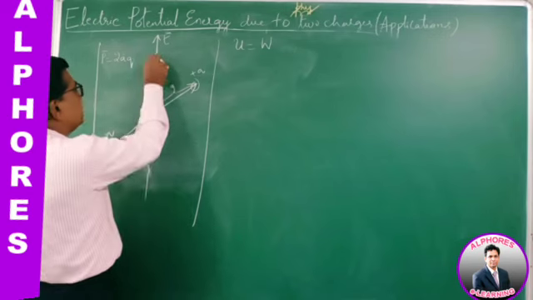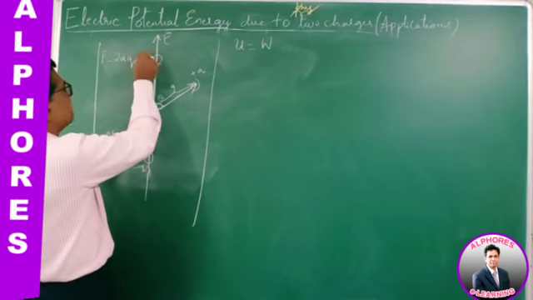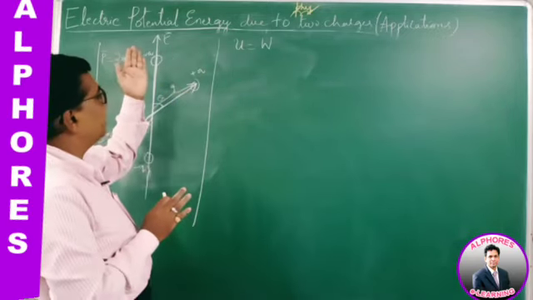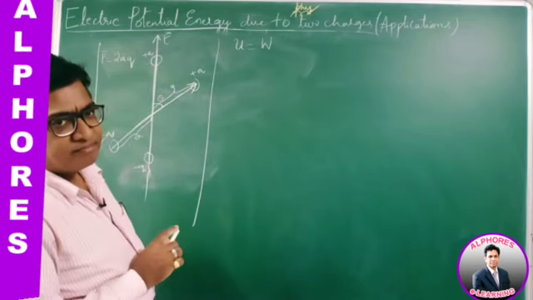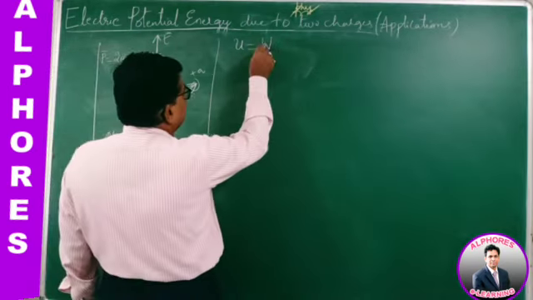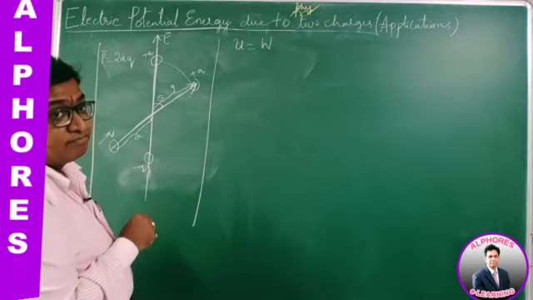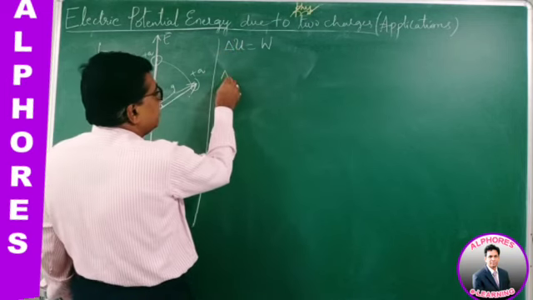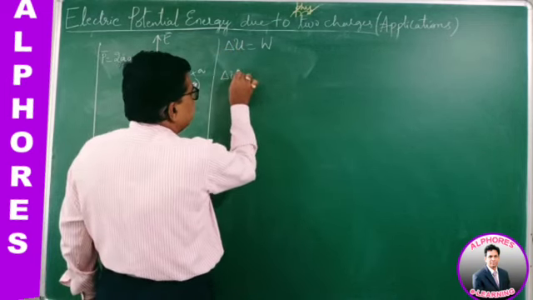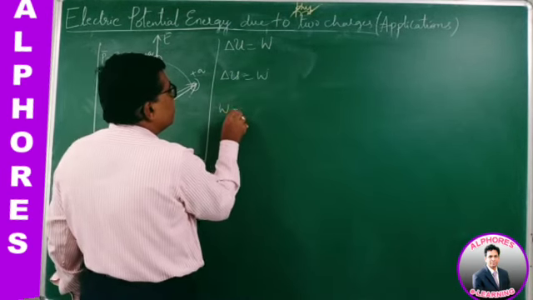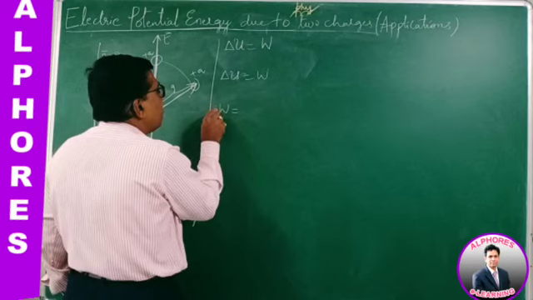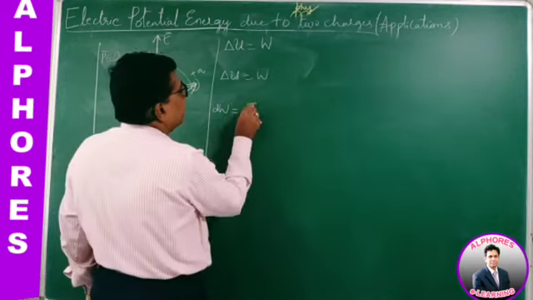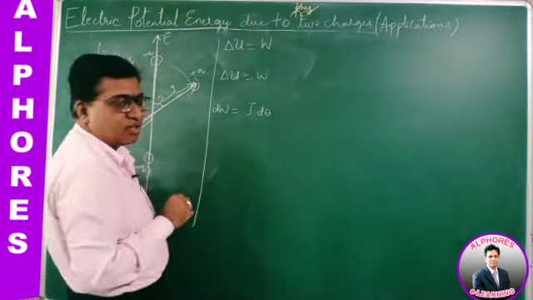Suppose this dipole is initially in the equilibrium position, minus q plus q like this. If from this position I have to move it like this, then whatever work is done in moving it from here to here is the change in potential energy. So the change in potential energy is equal to the work done. We know the small work done in moving it through a small angle d theta is torque into d theta.